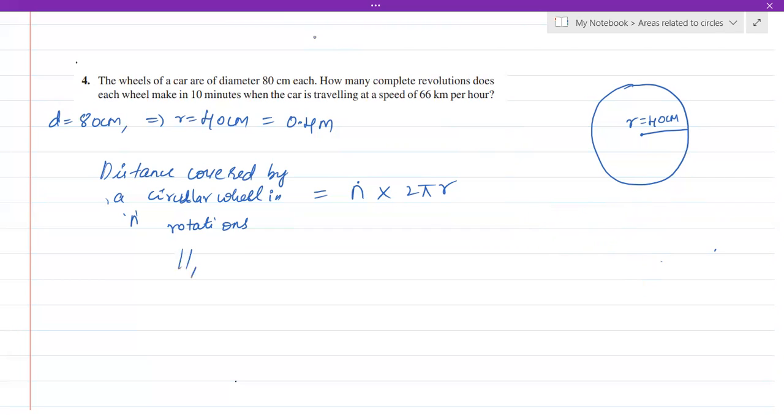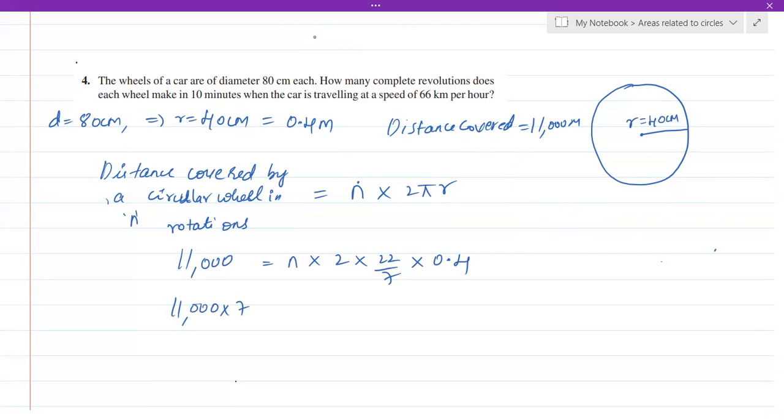The distance covered is 11,000 meters. Let me write it here. Distance covered is 11,000 meters. That is equal to n into 2 pi r, where pi is 22 by 7 and r is 0.4. We need n, we don't need the 7 which is in the denominator, so let's send it to the other side. So 11,000 into 7 is equal to n into 2 into 22 into 0.4.